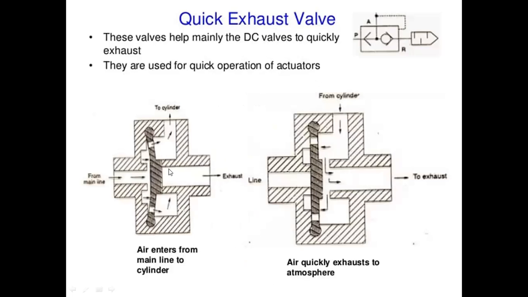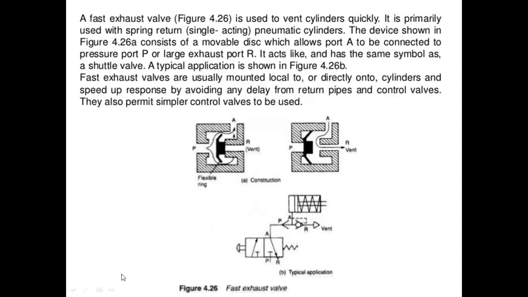See here, this is the quick exhaust valve, to the cylinder and from the cylinder. This is from the main line to the cylinder. Air enters from the main line to the cylinder, and air quickly exhausts to the atmosphere. A fast exhaust valve is used to vent the cylinder quickly. It is primarily used with spring return pneumatic cylinders.